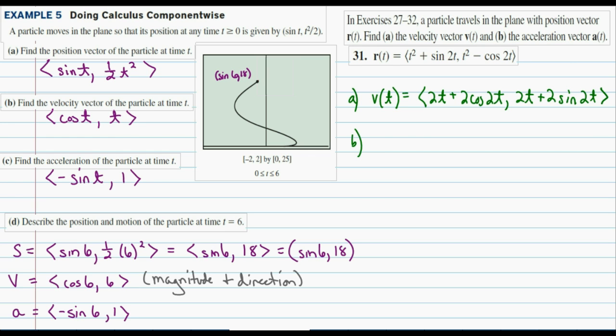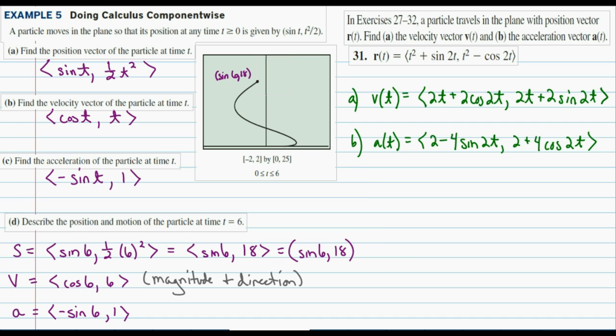Now part B asks us for the acceleration vector, so we'll take the derivative of the velocity vector, that's 2 minus 4 sine of 2t, again using chain rule, and then comma 2 plus 4 cosine of 2t. So I have an expression for the horizontal velocity versus the vertical velocity, and then the horizontal acceleration versus the vertical acceleration.